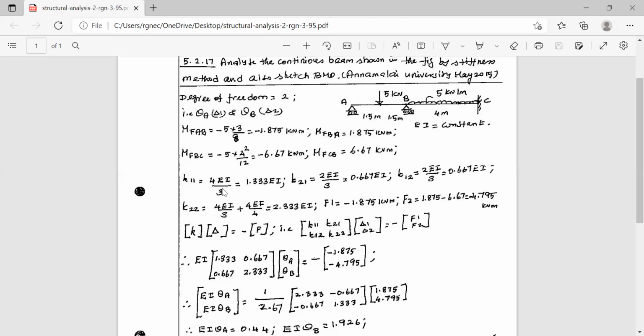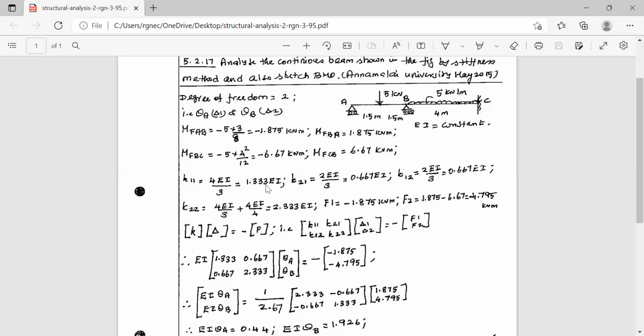That is equal to 4EI by 3. The formula is 4EI by L for the near side moment. You are applying the rotation at 1, and you are calculating the moment at 1. So this is the near side moment, meaning 4EI by L. So this is the value.